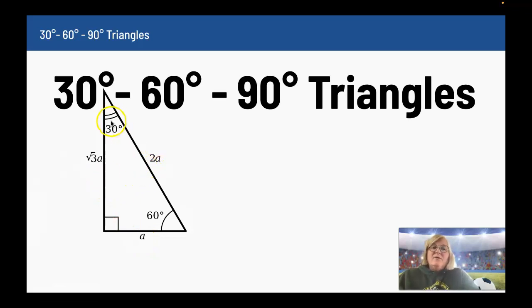If I start out with the smallest side, which would be opposite the 30-degree angle, because that's my smallest angle, I'm going to label that A. So if that is a certain number, then the hypotenuse is 2 times that number, so it's 2A in this case. And the side opposite the 60-degree angle is going to be square root 3 times A.